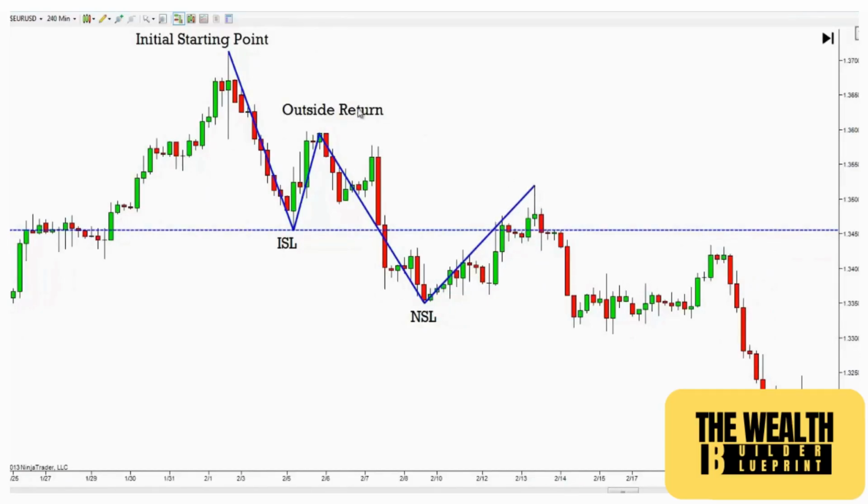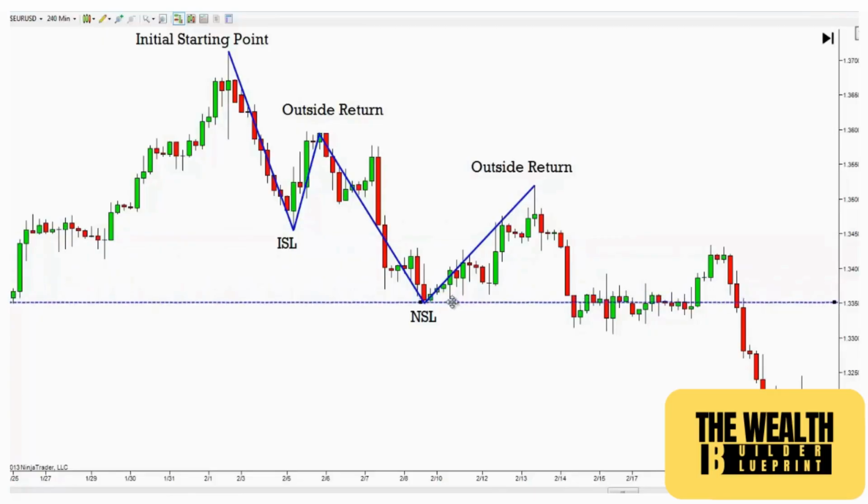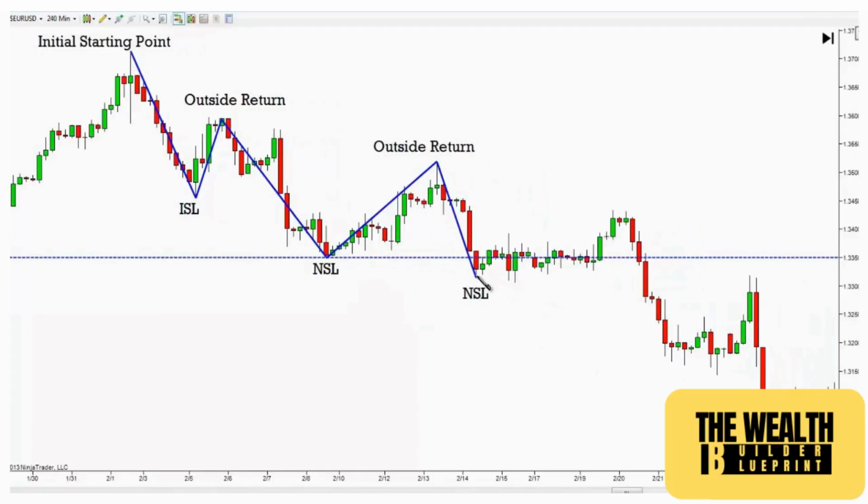We get our outside return right here. We can drag our line down to our previous structure low. You can see the market comes down. What do we get on this red candle right here? We get a lower low, lower close. As soon as we get that, we can then say that we have a new structure low and that we expect our bearish trend to continue. And actually this comes in right about here. And you'll see the continuation.